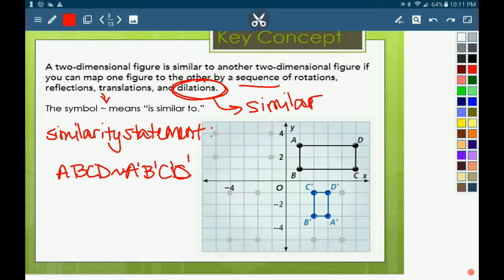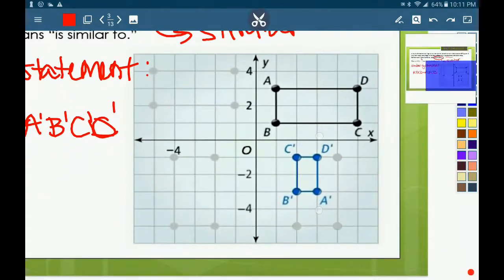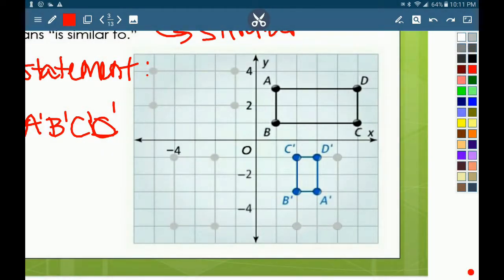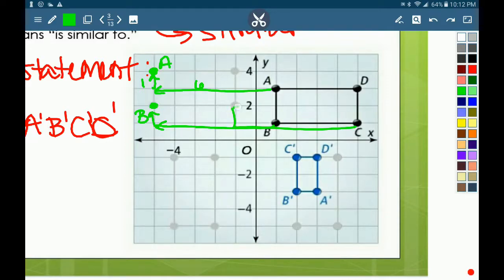Okay, now I want to discuss with you this particular picture here. It's kind of showing you in the grayed out dots where ABCD has moved from spot to spot. So it looks like the first movement that ABCD made was a translation 6 units left and then 1 unit up. And this is where A went to. And you can tell that all the rest of the points did the same thing. So 6 units left, and then 1 unit up for B. 6 units left, 1 unit up for C. And then 6 units left, 1 unit up for D.